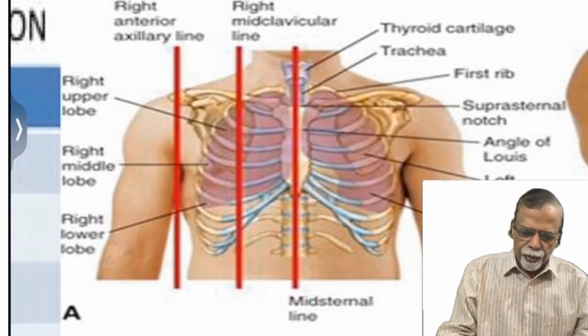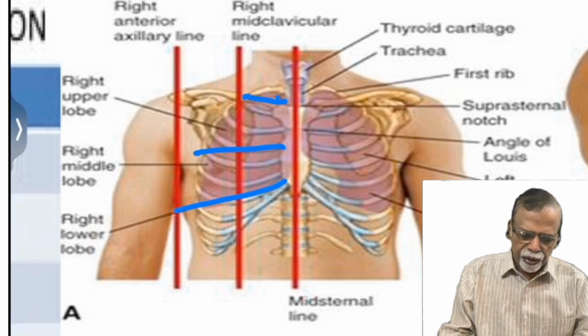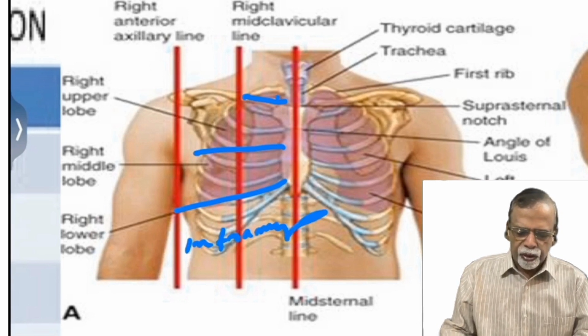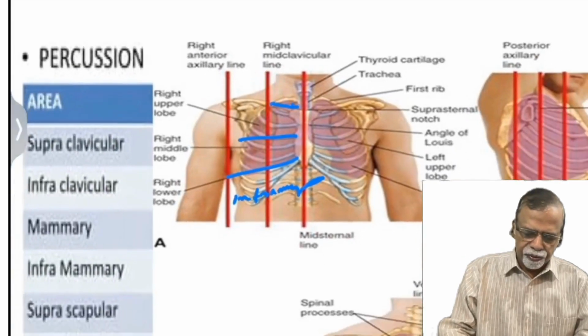So above the clavicle, this is the supraclavicular. Up to the third rib becomes the infraclavicular region. Third to sixth rib is the mammary, and below is the inframammary. So these are the areas over the anterior part.